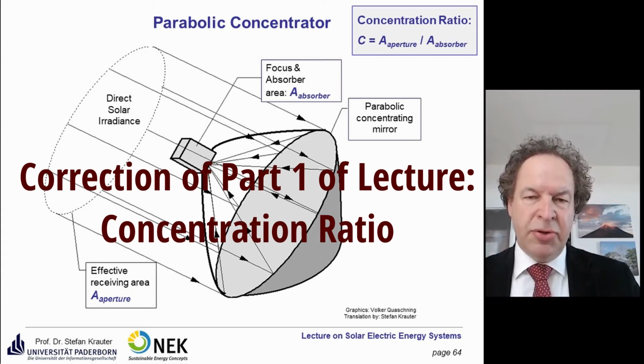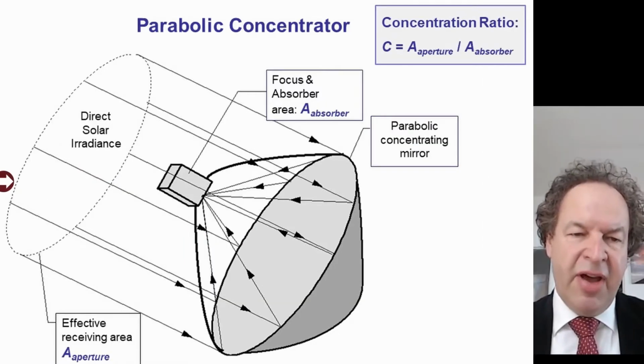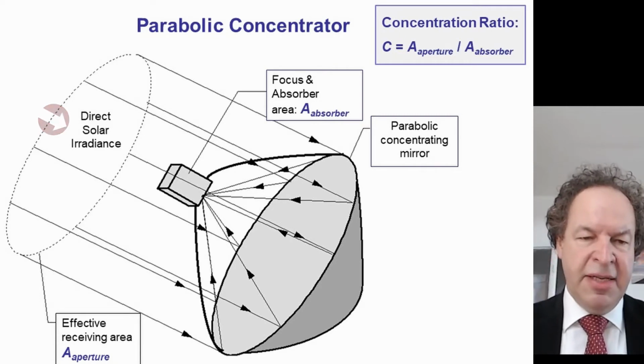Today we talk about concentration. So we have here as an example the parabolic concentrator. So you have the effective area from the sun coming in. In general, a parabolic concentrator can only concentrate direct solar irradiance, cannot make use of diffuse irradiance.